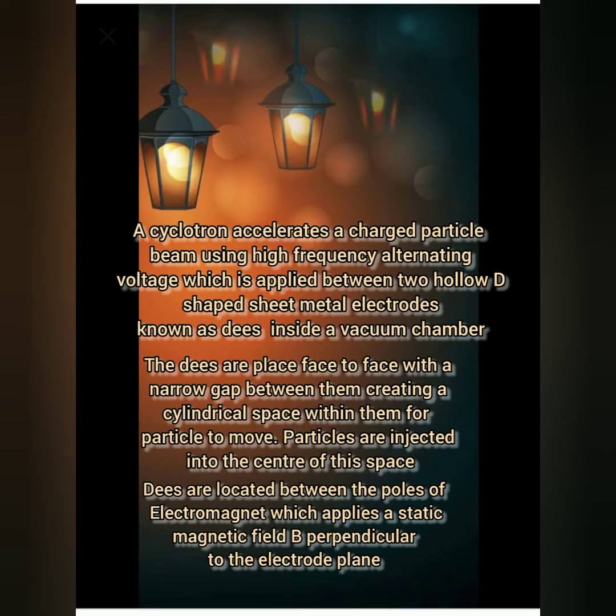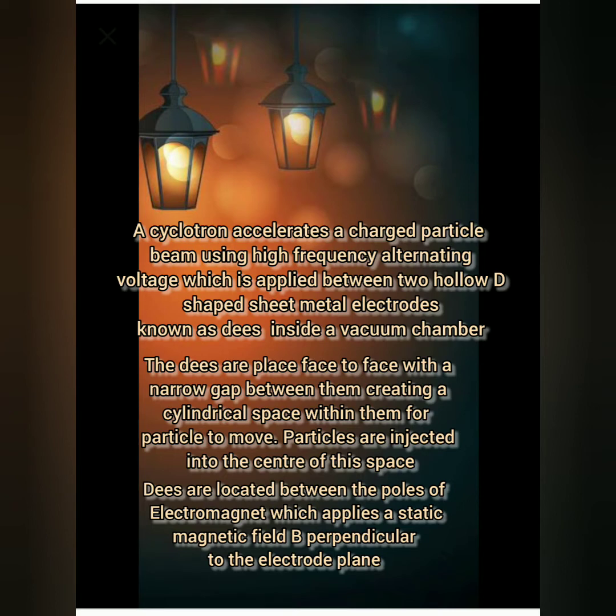A cyclotron accelerates a charged particle beam using a high frequency alternating voltage which is applied between two hollow D-shaped steel metal electrodes known as the Ds inside a vacuum chamber. The Ds are placed face to face with a narrow gap between them, creating a cylindrical space within them for particles to move. Particles are injected into the center of this space.